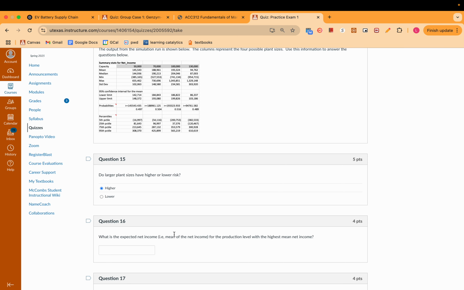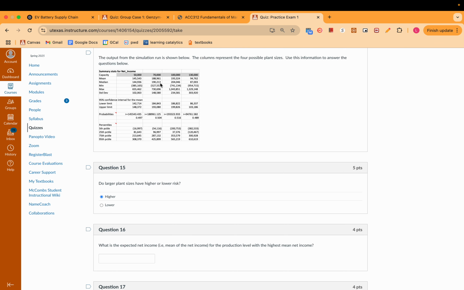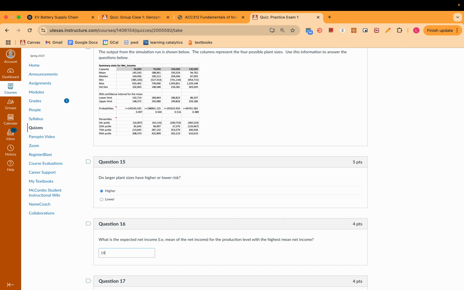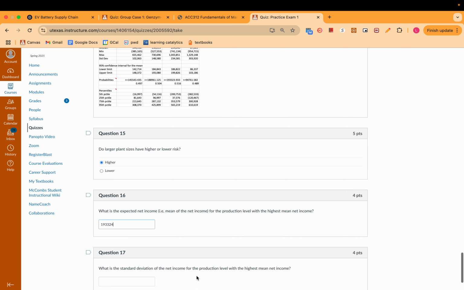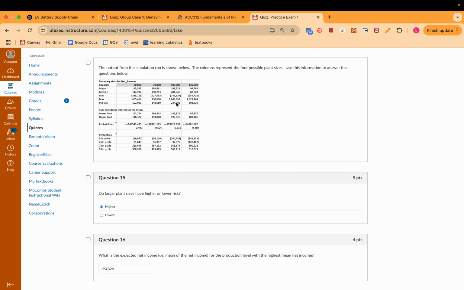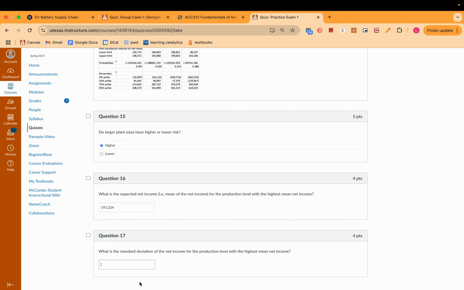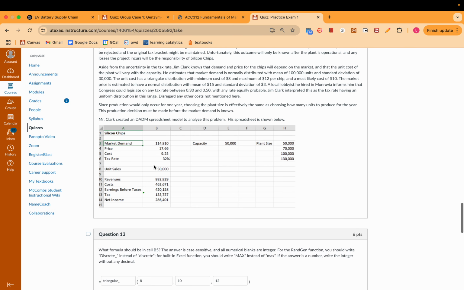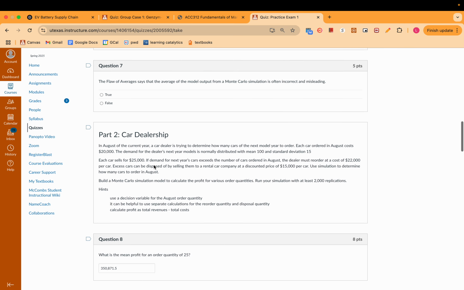The expected net income, so our mean net income for the production level with the highest mean. We'll just try to find the highest, and the highest here is 193,324. And then the next question is asking for the standard deviation associated with that level of output. So 234,581. So that's all of that. That is how you do it.